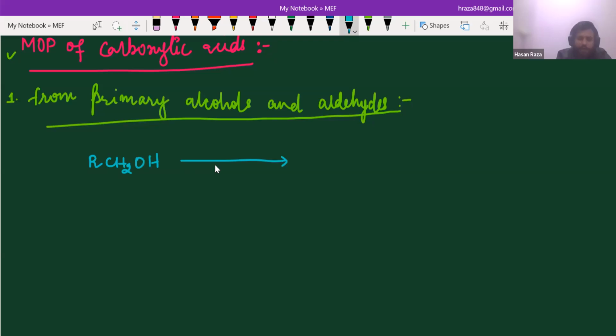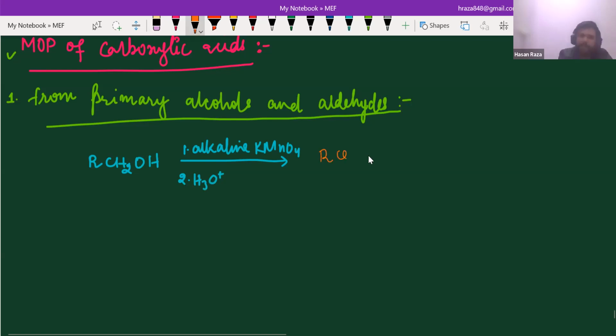And if you are going to use a strong oxidizing agent like alkaline KMnO4, and in the second step you are going to do the hydrolysis in the presence of acid, H3O positive, what will happen? This primary alcohol will be directly converted into carboxylic acid.